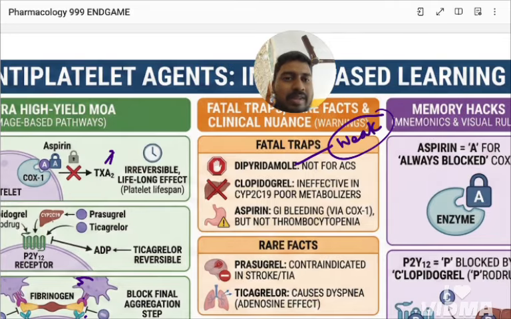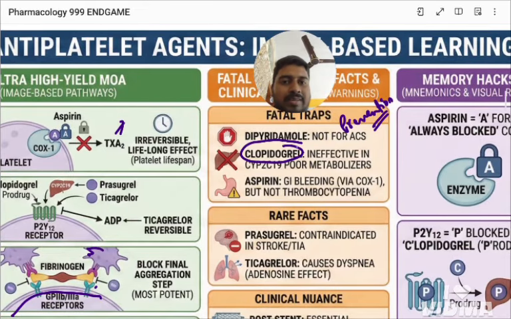It's not very useful in acute coronary syndrome because it is not for emergency management. It is basically used for prevention, especially in stroke and TIA. Clopidogrel, which we use frequently during MI and during stroke also, is a prodrug which is metabolized by the CYP2C19 enzyme. In those people who are poor metabolizers, this prodrug is not useful. There we can give prasugrel or ticagrelor. Next, aspirin causes GI bleeding. That action is not because of thrombocytopenia.